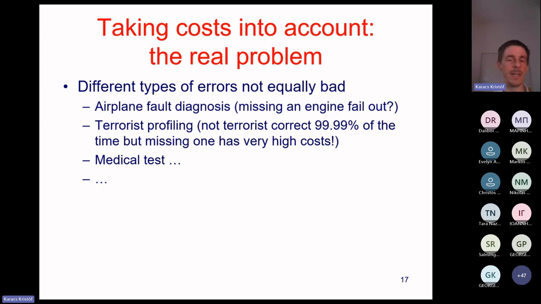Or in a terrorist profiling case, if not terrorists is correct in 99.99% of the time, but missing the single one who is a terrorist, then that could really lead to a really high cost. And we could continue with medical tests or credit card fraud tests or entrance security systems and stuff like that. So these all have very, very unbalanced costs corresponding to the different types of errors.